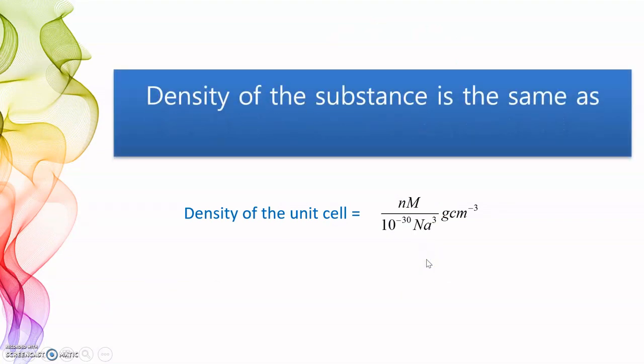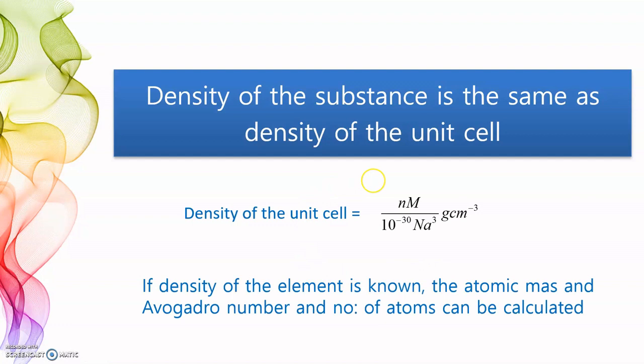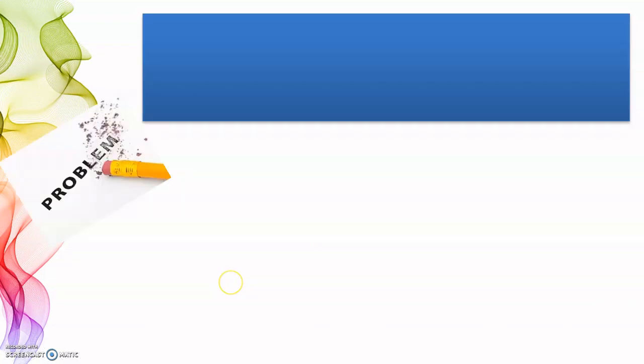The density of the substance is the same as the density of the unit cell. If density of an element is known, you can calculate atomic mass, Avogadro number, edge length, or even number of atoms in a unit cell if all the other quantities are known. Now let's solve a problem.